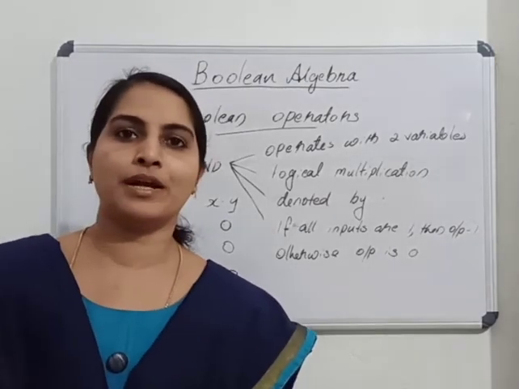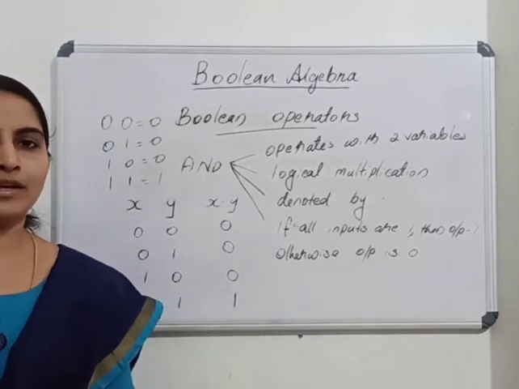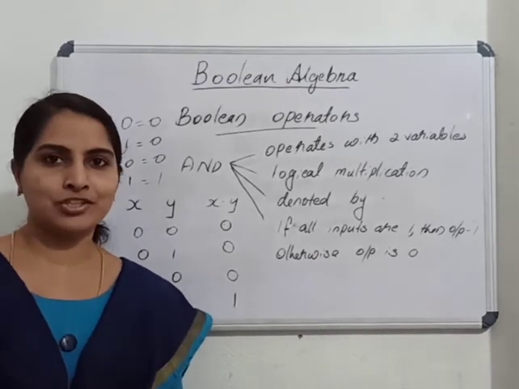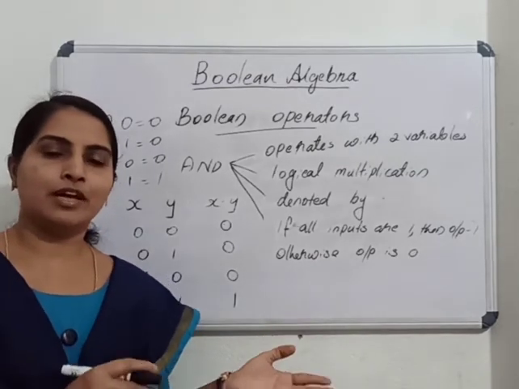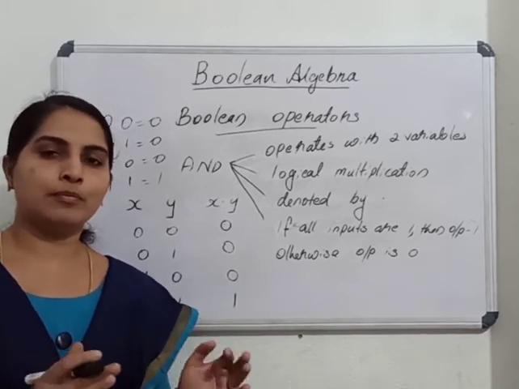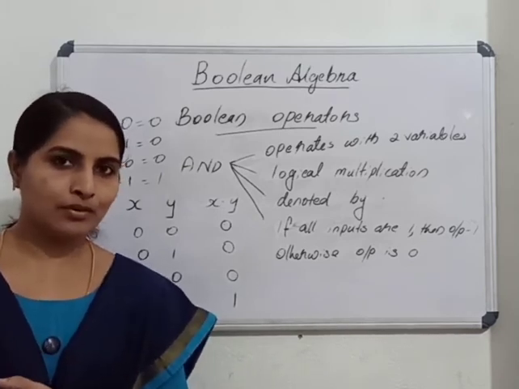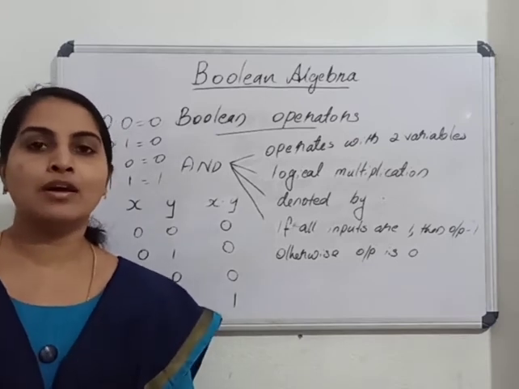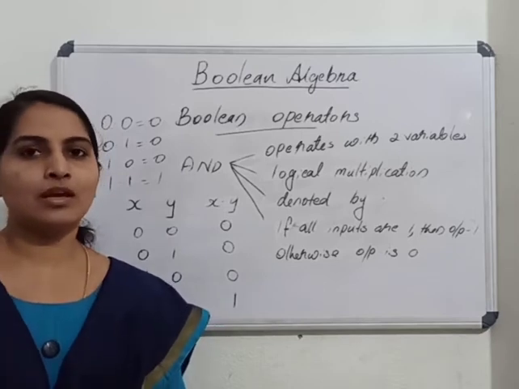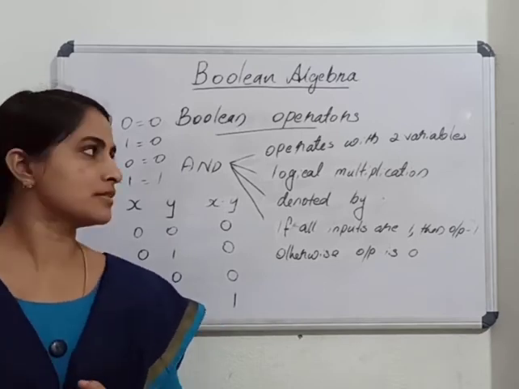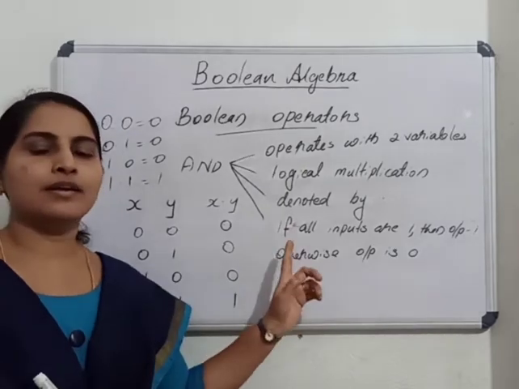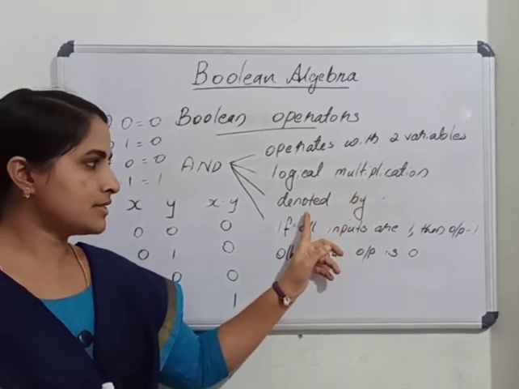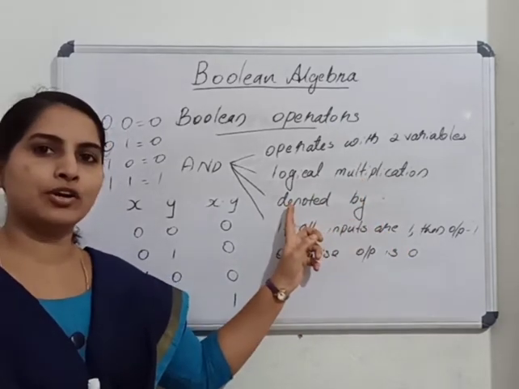We have learned 3 operators: NOT operator, AND operator, and OR operator. NOT operator mainly works like a negation. Just the opposite is happening. If input is 0, output is 1. If input is 1, output will be 0. OR and AND both are dealing with 2 operands, or 2 variables. AND is logical multiplication, OR is logical addition. AND is denoted with dot symbol and OR is denoted with plus symbol.